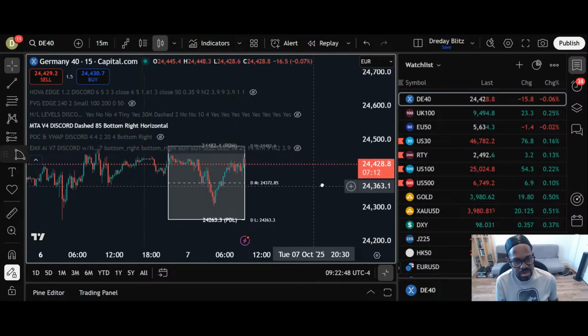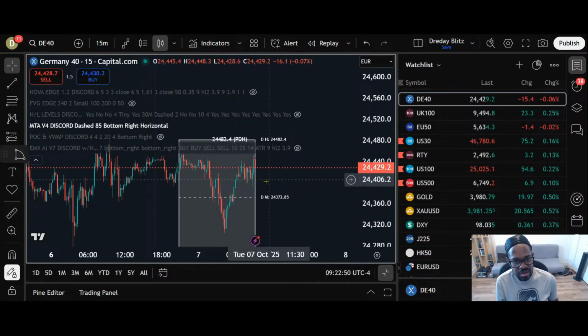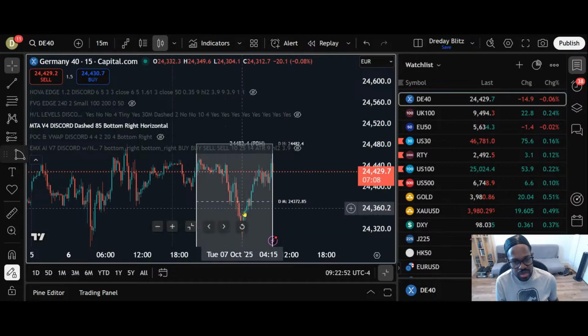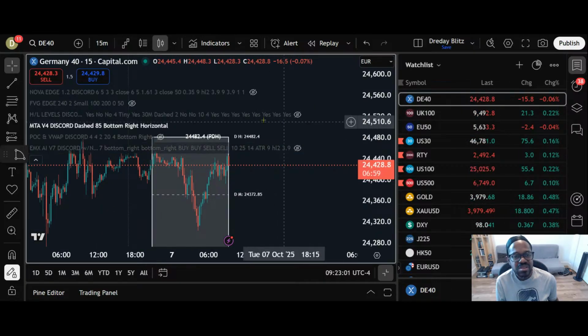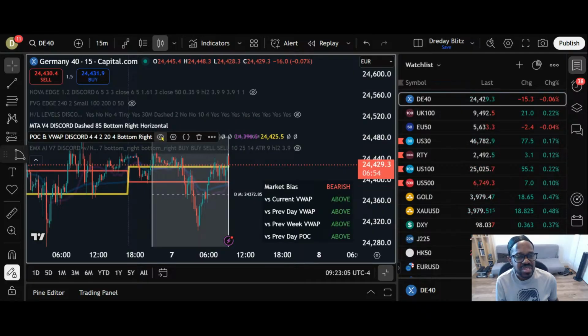So as you can see, based off previous day price action, we're trading. We went below the previous day mid range and started to bounce off of it in the upside. So currently, this is where the price is at.